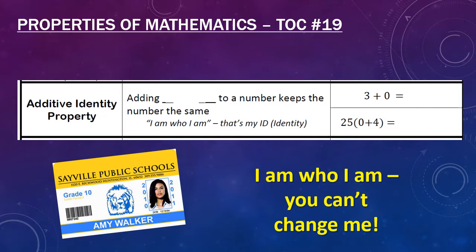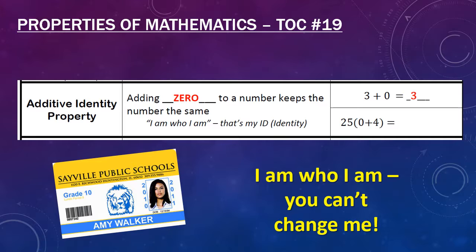All right, there's two properties that are very similar. This one is addition only, so put a big plus sign here. This is additive identity property. It has to do with keeping the number the same. So adding 0 to any number keeps the value of the number the same. And the little saying you can remember is I am who I am, and that's my ID or my identity. So if I have 3 and I add 0, I still have a 3.